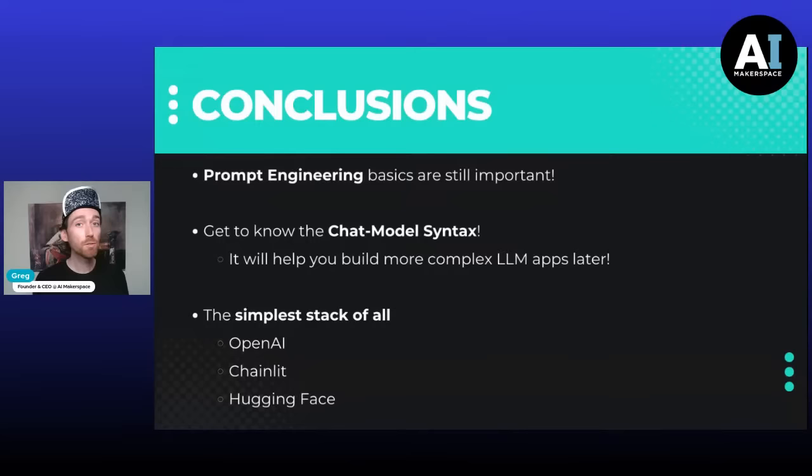We also have found out that it's really important to get to know chat model syntax, or the chat completions model from OpenAI. This is not only important to build with OpenAI tools, it's actually important if you want to build with LangChain, which is a great next step: to try to build a retrieval augmented generation system with this sort of base of LLM application. And what we saw is that the simplest stack of all today is the OpenAI API combined with Chainlit. Package that up, deploy it on Hugging Face, and you're off. You can now build these applications for your particular context in your particular situation.